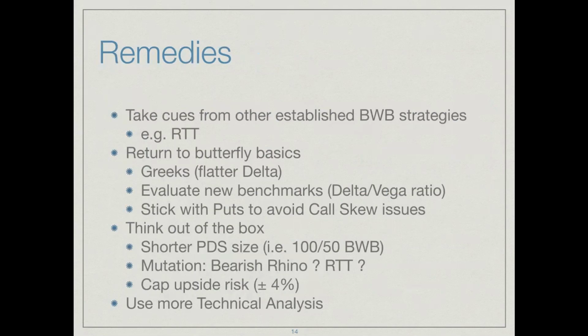Another thing, as I said earlier, is that we need to go back to the basics. So the Greeks, how to trade a brokering butterfly strategy with a flatter delta. And something I've come up with, and I'm not saying that there may not be new benchmarks, new ratios to look at, but what I've seen in a very low IV environment is that a delta Vega ratio is something that helps me look at how a trade can sustain a rising market.